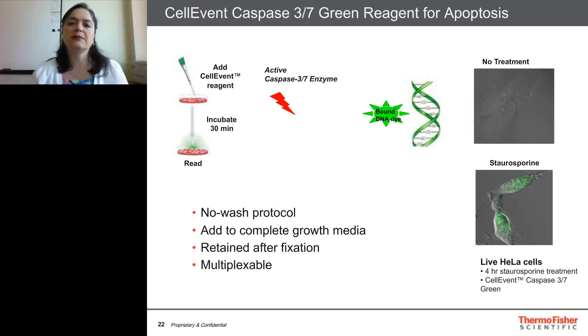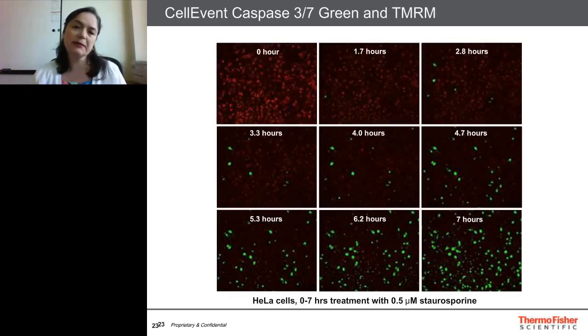If you wanted to multiplex it with something like TMRM, TMRM is a mitochondrial health readout, and you can see at 0 hours the cells are labeled with red. Those are those red spots you see, and that means their mitochondria are all intact and functioning. But when the cells are treated with staurosporine to evoke apoptosis, by about 3 hours the red signal's all gone because the mitochondria are no longer healthy, so they've lost that signal of mitochondrial health. And by 7 hours, most of the cells are green, showing that they've undergone apoptosis, and that's that CellEvent signal.